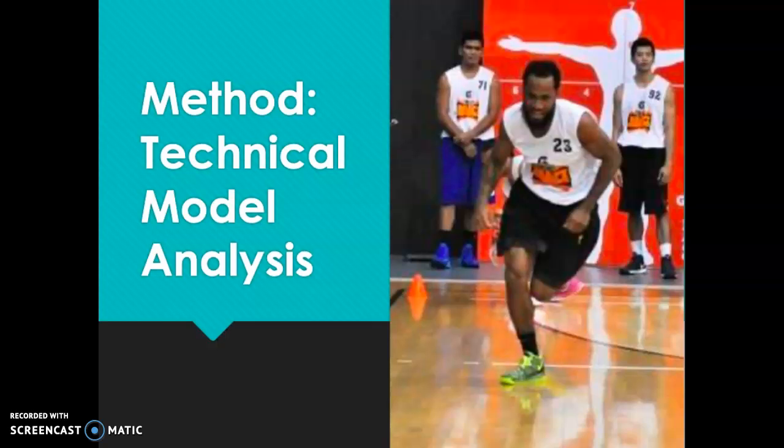To start with the 20-meter sprint test, we firstly set up 5 cones on the court, one at the start point, and then one for every 5 meters until the finishing 20 meters.